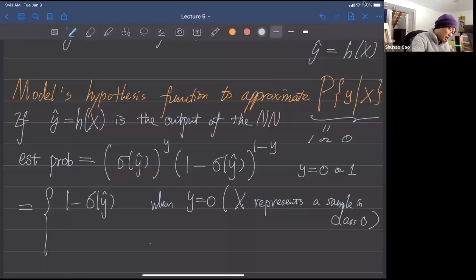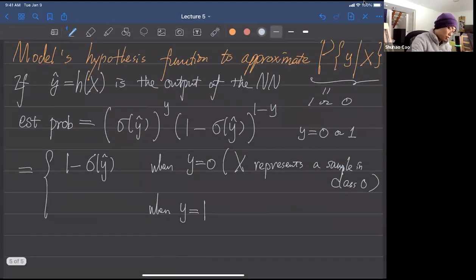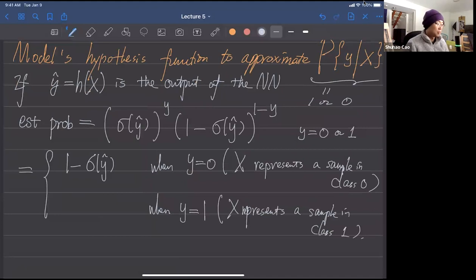And similarly, when y is 1, it means x represents a sample in class 1. This number is then this guy. Now we want to elaborate why this number represents an estimated probability.